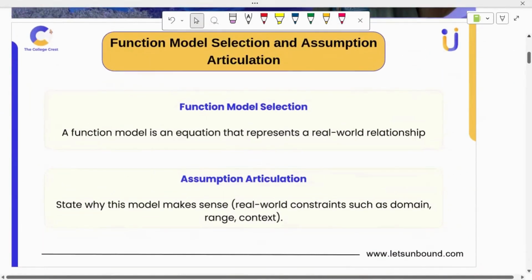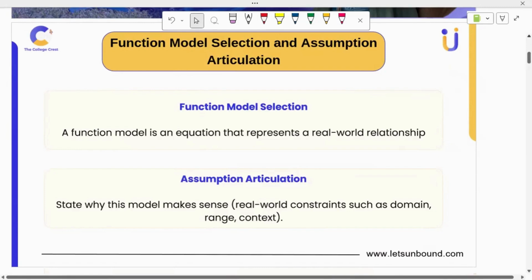So that will be a real world relationship, like a question or a problem, a story problem will be given to you. And to solve that, we will create an equation that is called a function model. You are just converting the real world relationship into math language, right? So which will be perfect, a linear, a quadratic, or a rational? That is function model selection. We will learn about it.